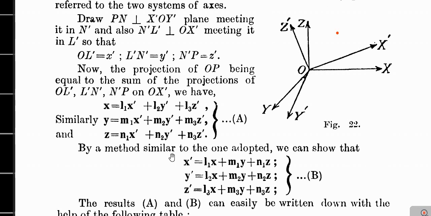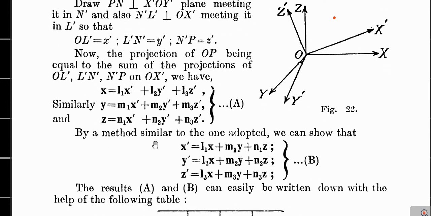Next, similarly, if we proceed, then we will get x dash equal to L1 x plus m1 y plus n1 z, y dash equal to L2 x plus m2 y plus n2 z, and z dash equal to L3 x plus m3 y plus n3 z. Let us denote this system of equations by equation number B.